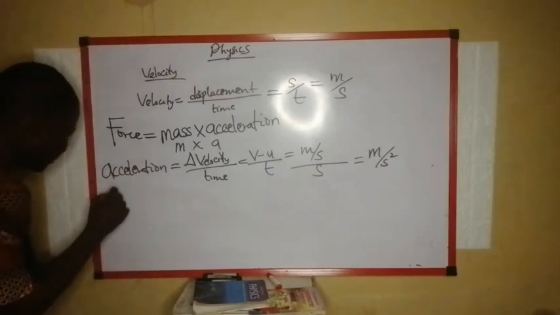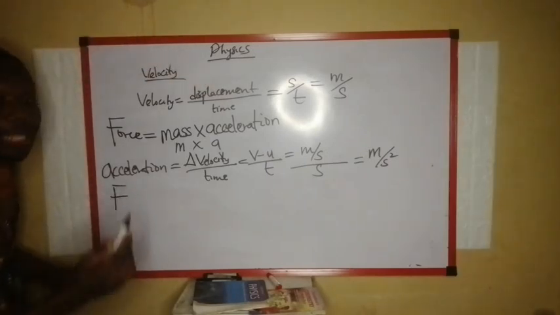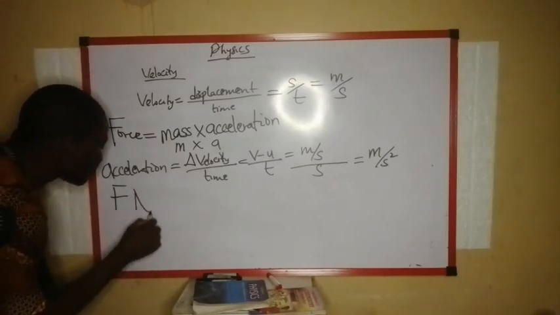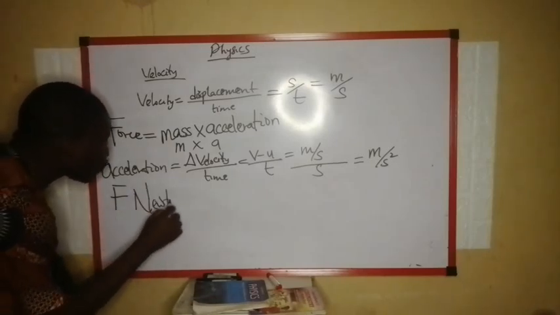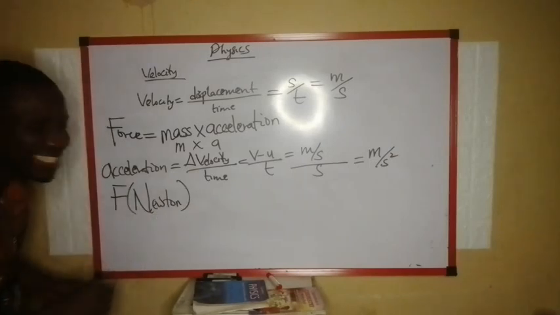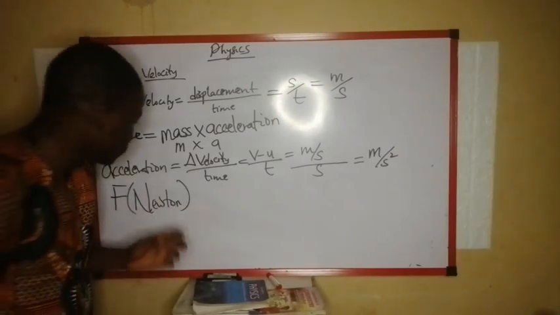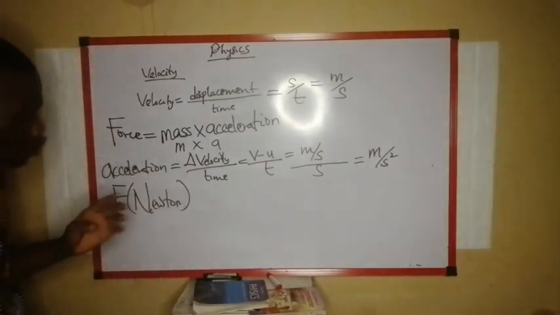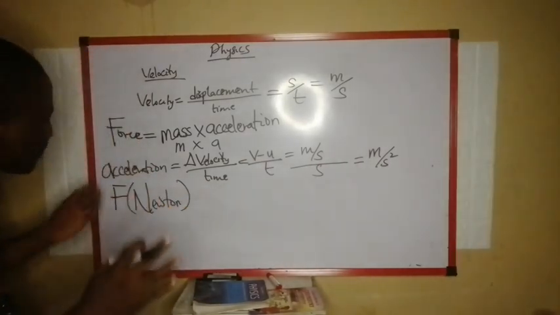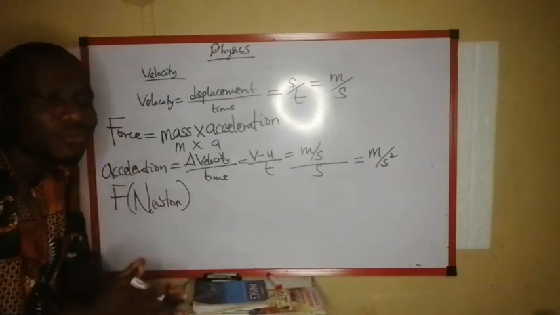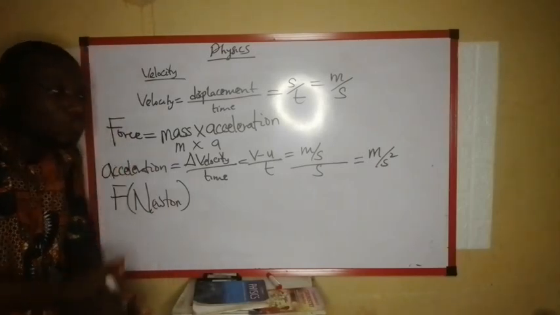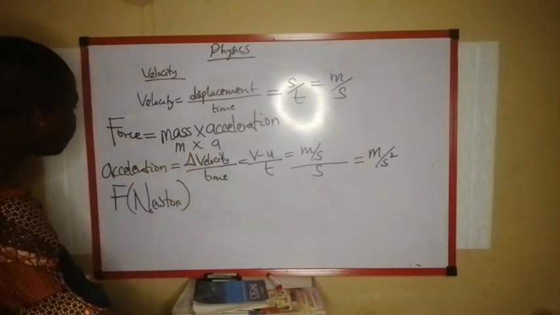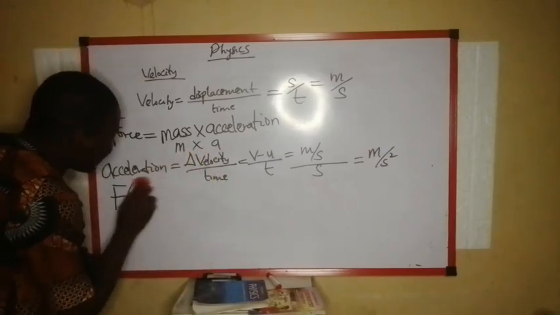So we already said that force has so many units, and one of the units of force is Newton. So force can be represented as Newton. Isaac Newton. You understand? So now we've said the unit of force is Newton. We also have to understand that force can also be taken using mass times acceleration.